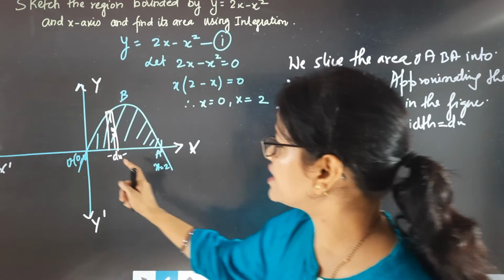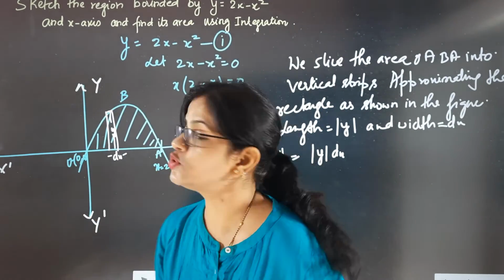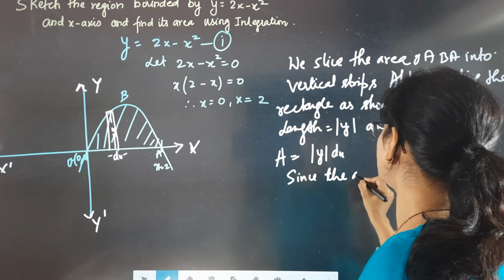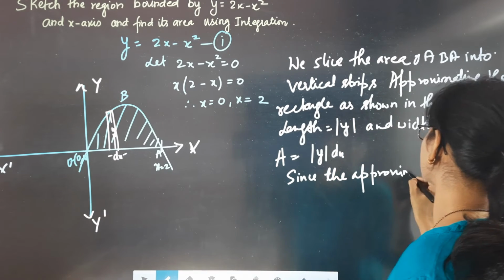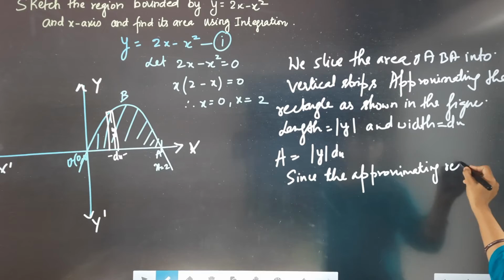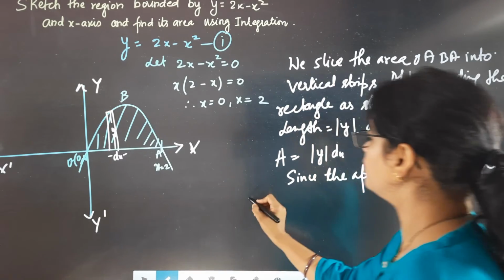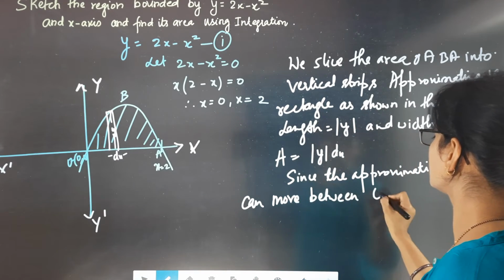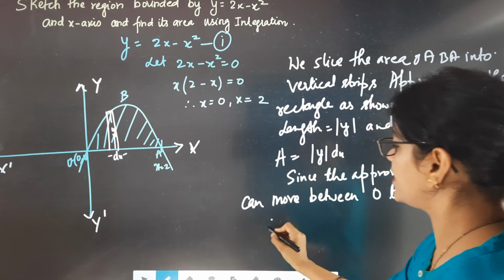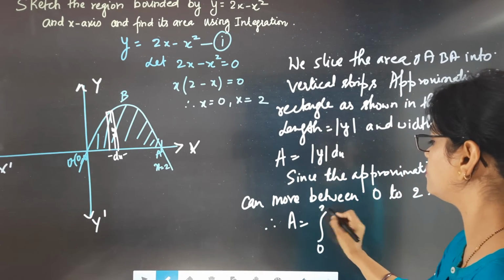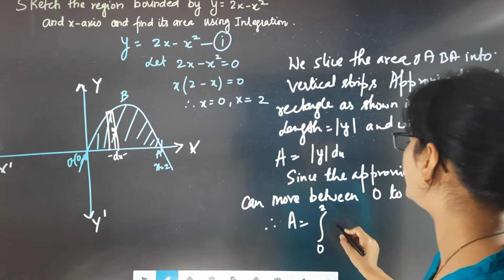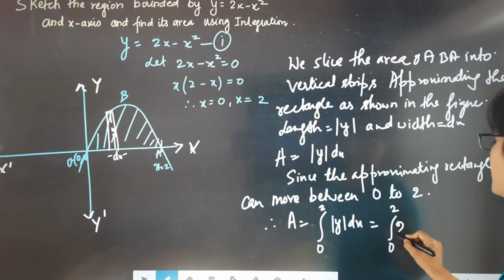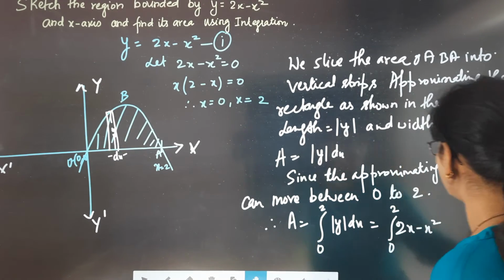Now since the approximating rectangle can move between 0 to 2, you have to write this statement. Since the approximating rectangle can move between 0 to 2, therefore area will become integral 0 to 2 of modulus of y dx. So it is exactly going to come as 0 to 2, and here it will become 2x minus x square. Now solve this one, you will get the answer.